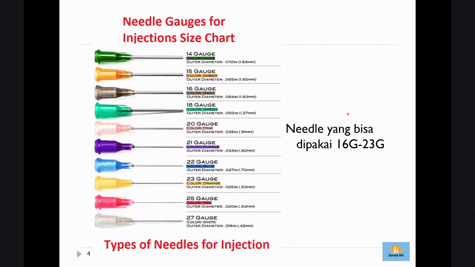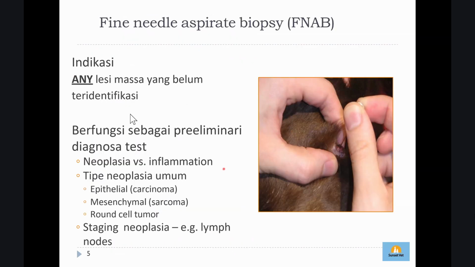Sometimes colleagues ask me, doctor, how about the size of the needle? You can use between 16 to 23 G. Usually the one I recommend is 22, because 22 is the best one. You can get any sample, especially to differentiate whether it is inflammatory or typical cancer.